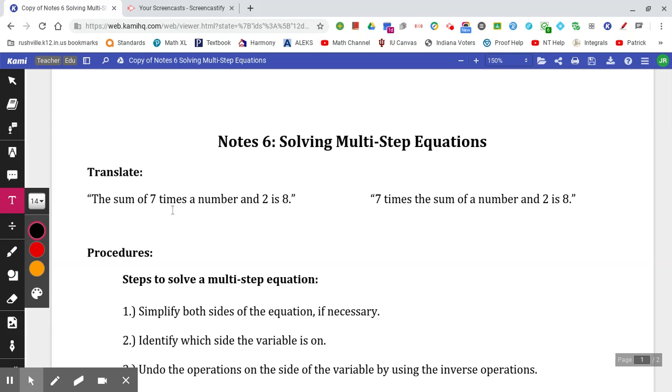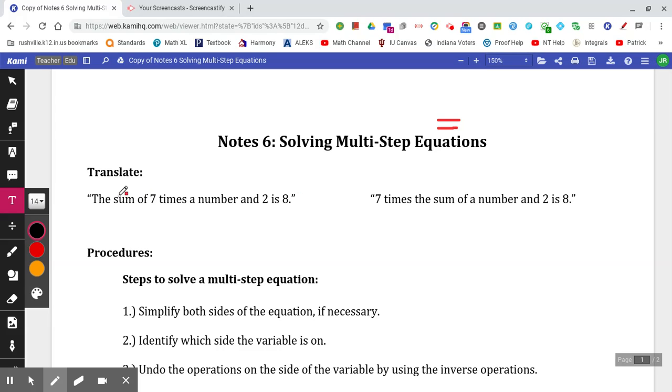So here we have an English sentence, and we are going to translate it into a mathematical sentence called an equation. Remember, in order to be an equation, you have to have an equal sign. So this says the sum of 7 times a number and 2 is 8. All right, so what I'm going to do is pick out keywords or phrases, and I'm going to translate those into the mathematical symbol that they are associated with.